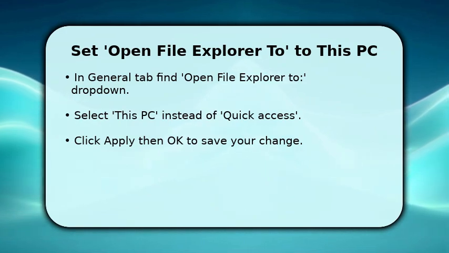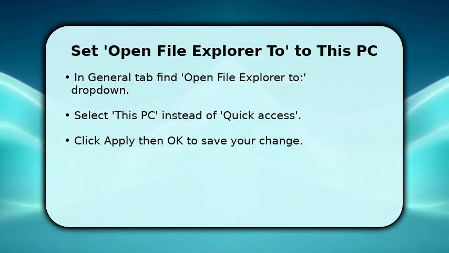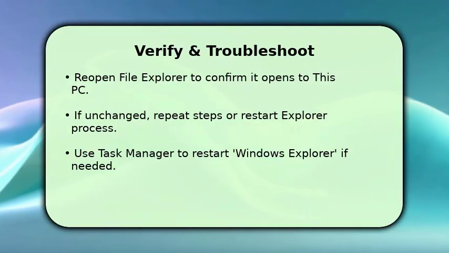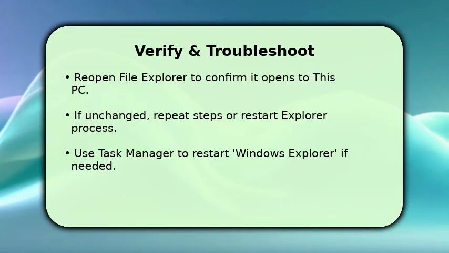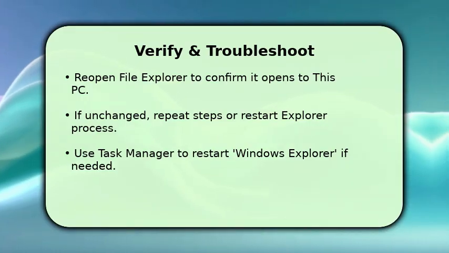Finish by testing. Close all File Explorer windows and open one again with Windows + E to confirm it opens to This PC. If it still opens to Quick Access, repeat the steps and ensure Apply was clicked.